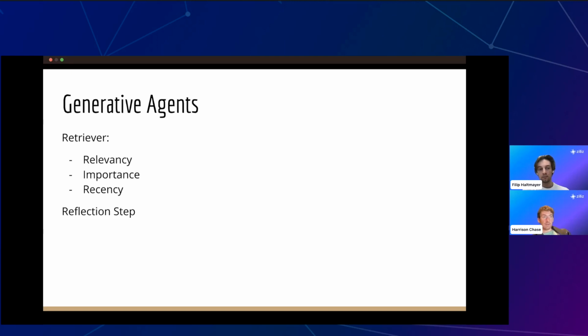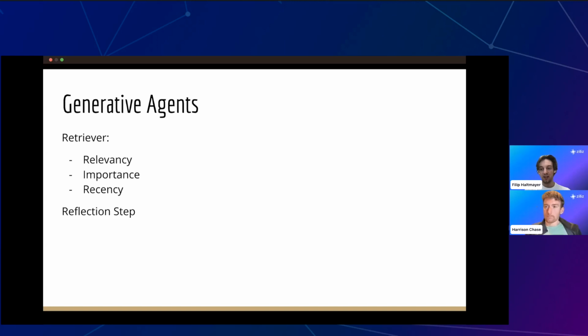I think, again, this was a research paper, so this isn't production ready. But I think it's a really interesting look at how more complex types of retrieval can power really interesting and dynamic simulations and situations.